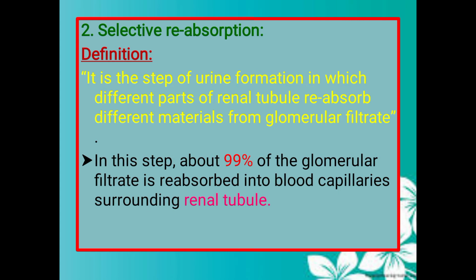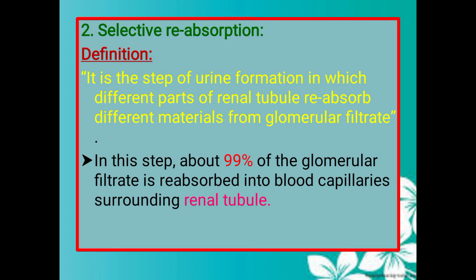So how would you define selective reabsorption? It is the step of urine formation in which different parts of the renal tubule reabsorb different materials from the glomerular filtrate. So what is meant by reabsorption? Reabsorption means that the useful products that are being filtered from the different parts of the nephron are sent back to the blood, and those waste materials that are not useful are moved to the next part of the nephron for further filtration, and the totally useless material is saved in the form of urine.